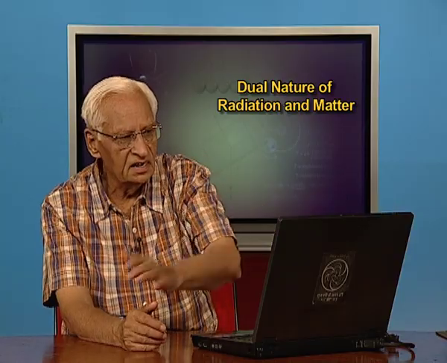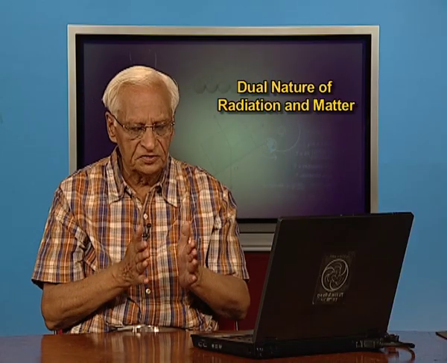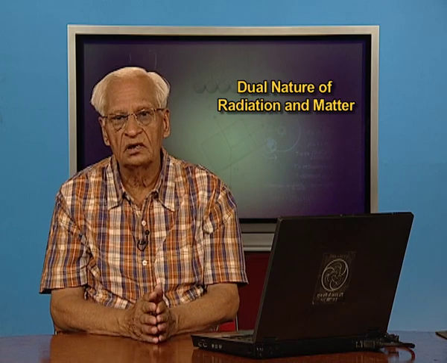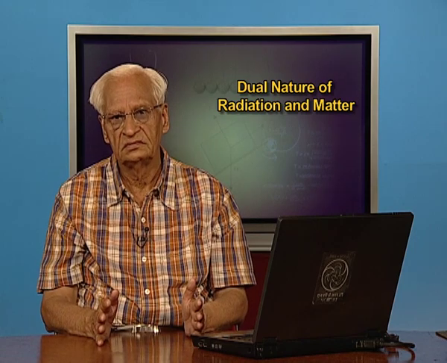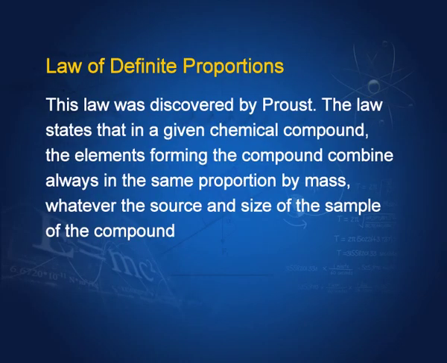All right, let us take the next one, the law of definite proportions. This was discovered by Proust. Here he says that if there are two elements which form a compound, then these two elements would always enter in the same ratio to form that compound, whatever the source of that compound. For example, take water. Let me state the law clearly again. In a given chemical compound, the elements forming the compound combine always in the same proportion by mass, whatever the source and size of the sample of the compound.